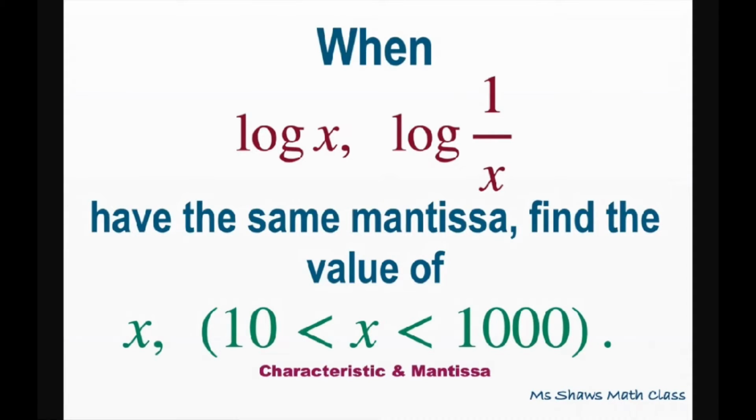Everyone, when log of x and log of 1 divided by x have the same mantissa, we're going to find the value of x. And this is for x greater than 10 and less than 1,000. All right, so let's let alpha be the mantissa of both of these.